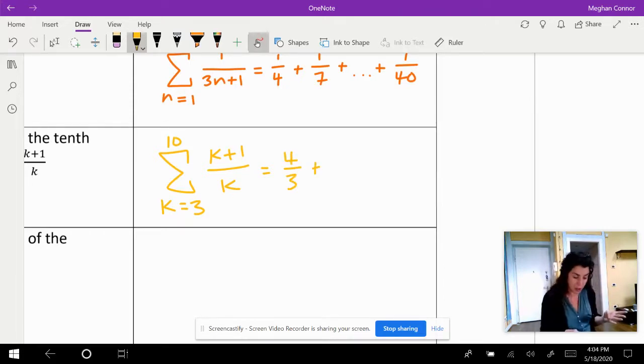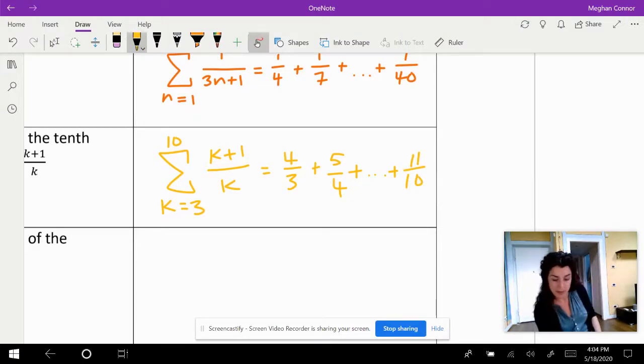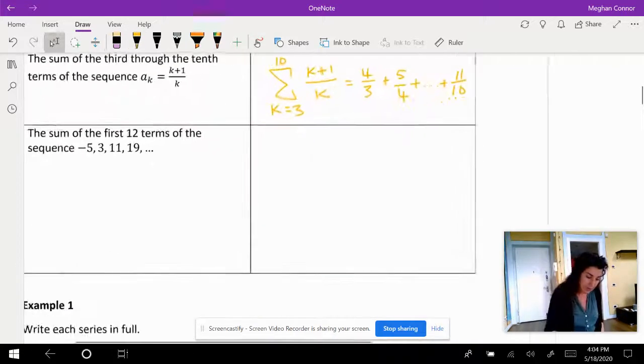Plus the 4th term, which is 5 over 4. Plus, and then the 10th term, which is 11 over 10. And that's all that means. Okay, the next one, the last one.